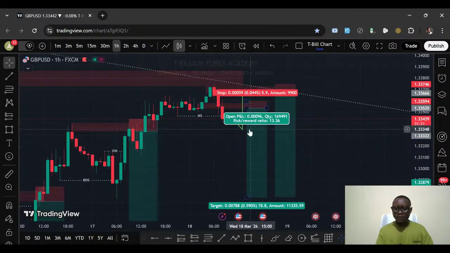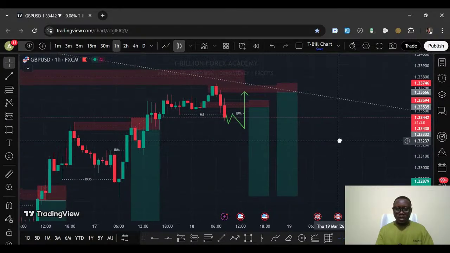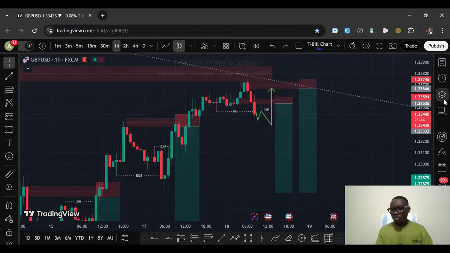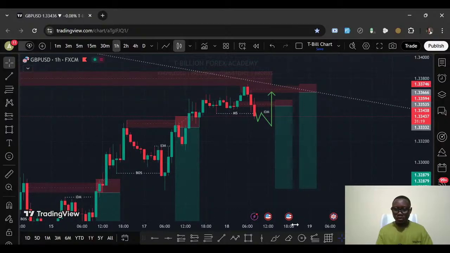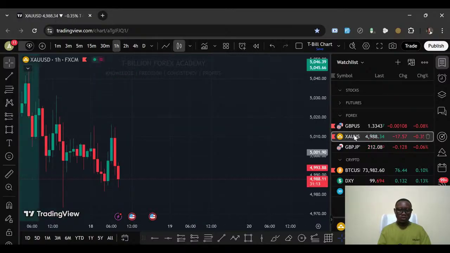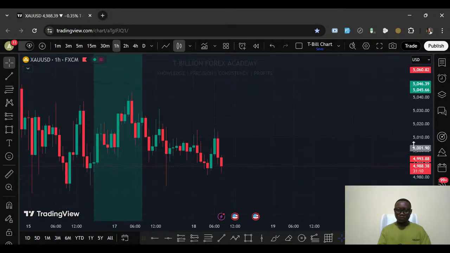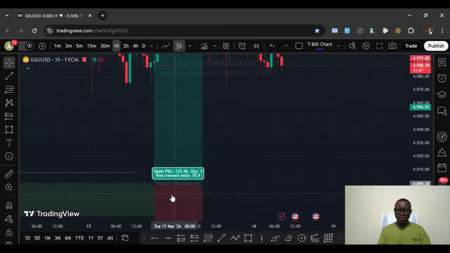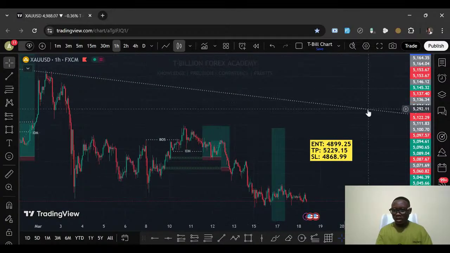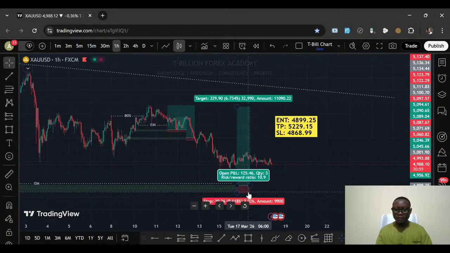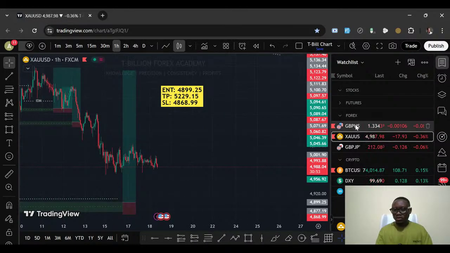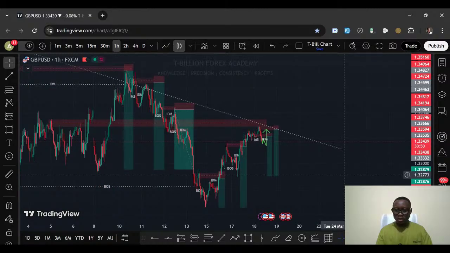All right, so this is it. This is my bias and analysis, my outlook on GBP USD for today. And for gold, as mentioned previously, we are still waiting for price to tap into our zone so we can take our trades accordingly. So we're waiting for this. That is that on GBP USD and gold for today.